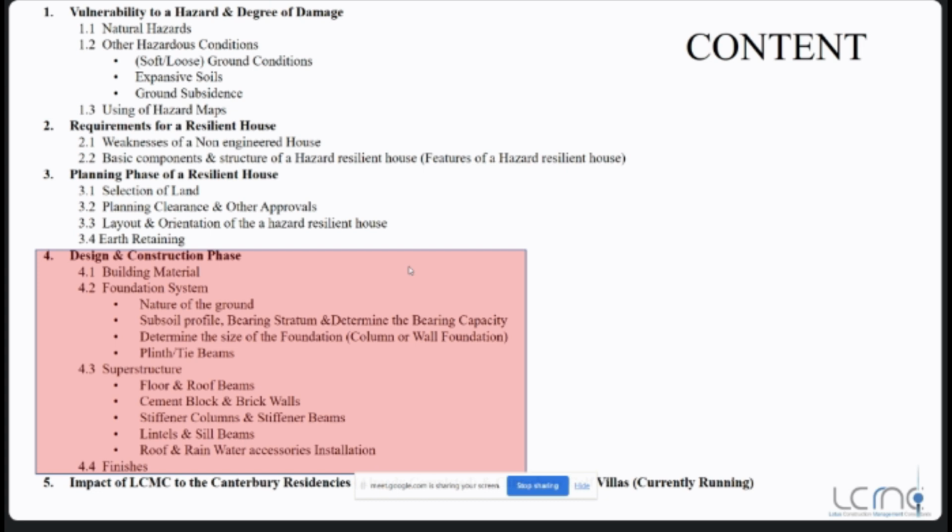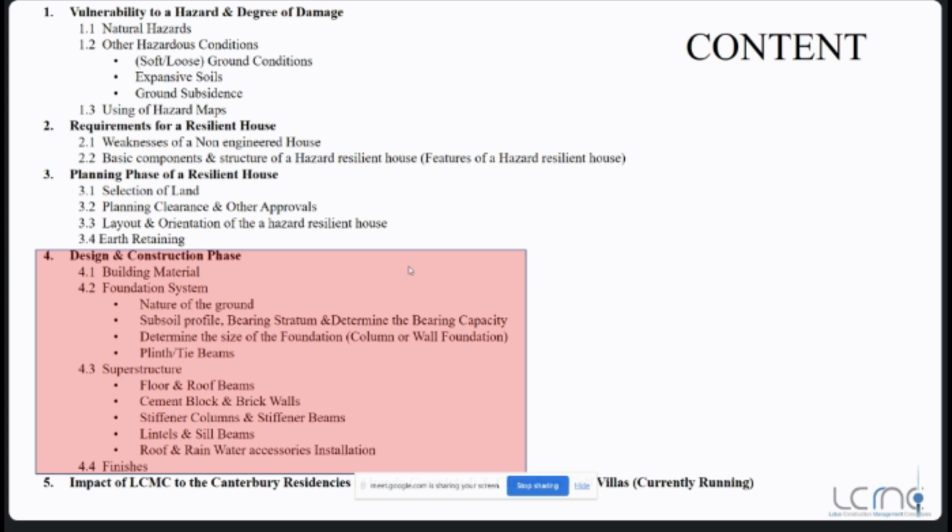Once you cover the foundation system, that is the substructure, you need to move on to the superstructure works. Under superstructure works, I will cover floor and roof beams, cement block and brick walls, stiffener columns and stiffener beams and the purposes of those elements, lintels and sill beams, and the roof and rainwater accessories installation, which are very vital components in roof related activities.